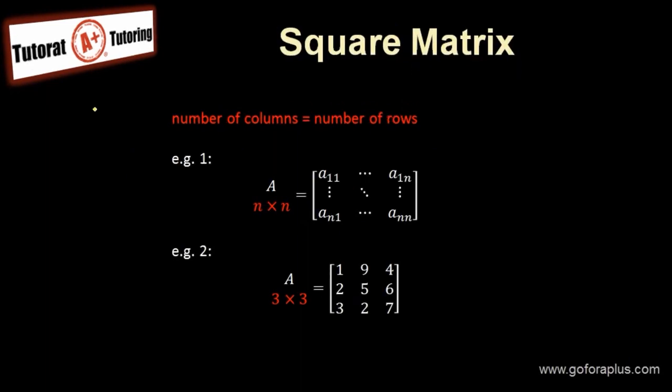So what is a square matrix? A square matrix has the number of columns equal to the number of rows. In example 1, we have matrix A, n by n. So we have n columns and n rows. Example 2, we have a 3 by 3 matrix. It's a square matrix because it's 3 by 3, 3 rows with 3 columns.